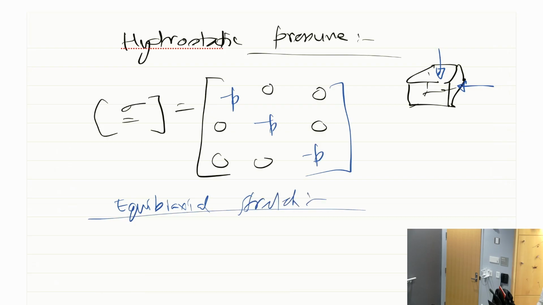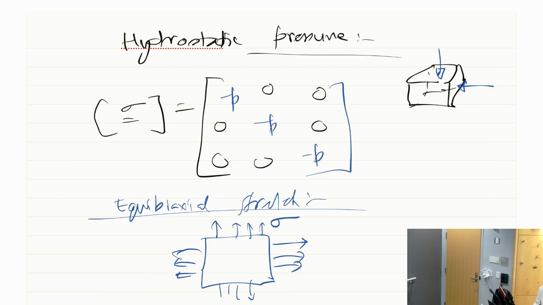In biomechanics, this happens a lot because a lot of tissues are thin membranes, so in the planar dimension we have stretching. So equibiaxial means that you have stretching in two directions, and in the third direction the stresses are 0.